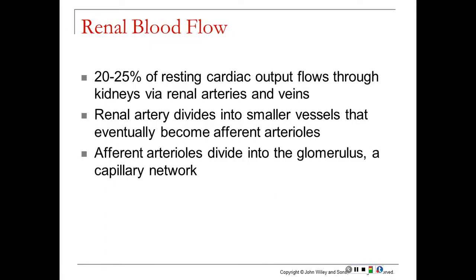Let's talk about renal blood flow. 20 to 25% of your cardiac output is going to your kidneys via those renal arteries. So in other words, just about at any given time in your body, your kidneys have 20 to 25% of all of your blood. The renal artery, which is supplying the blood to the kidney, is going to divide into smaller and smaller vessels, which eventually become these arterioles, which are called afferent arterioles. These afferent arterioles divide again into something called the glomerulus. It's a fun word to say. Say it with me, glomerulus, and a special capillary network.